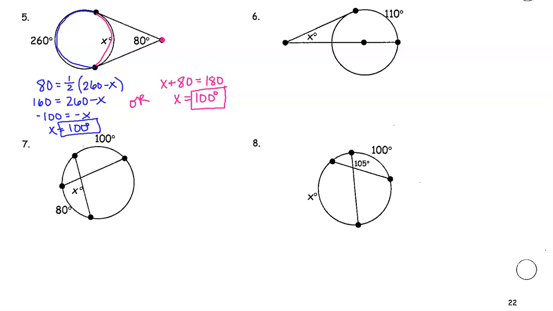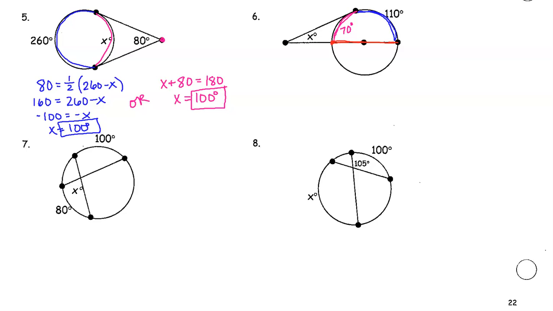Okay, number 6. So the vertex is outside of the circle. So I've got my close arc here, my big arc here. Well, I don't know the measure of the pink arc, and I don't have the measure of the angle. But if we notice, we have a diameter. So if we have a diameter, that means we have a semicircle. So the pink arc and the blue arc must add to be 180. Well, if this one's 110, that makes the pink arc equal to 70.